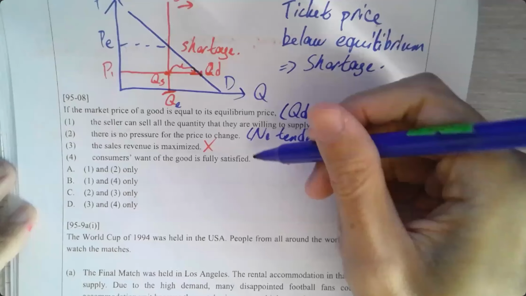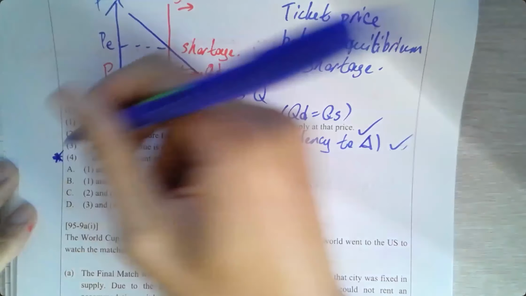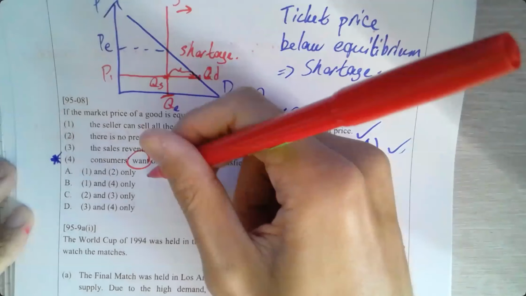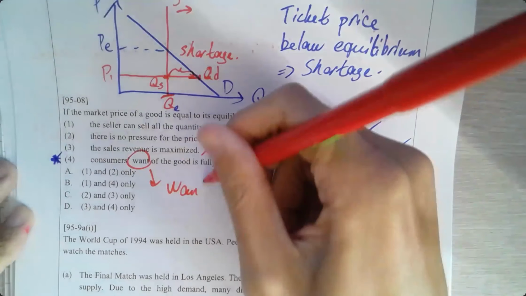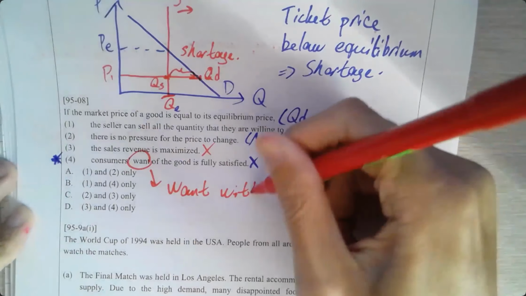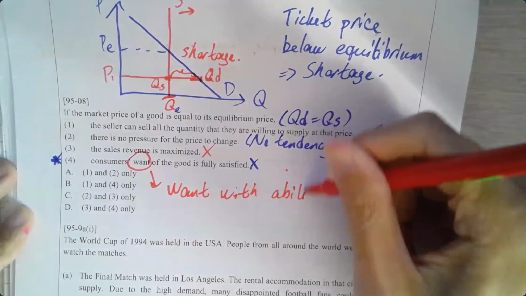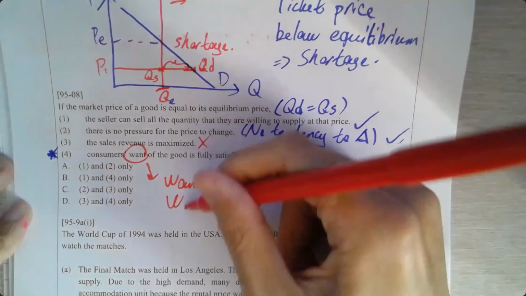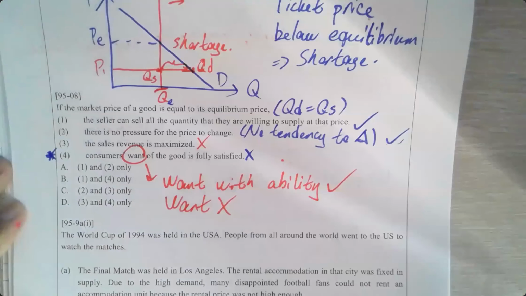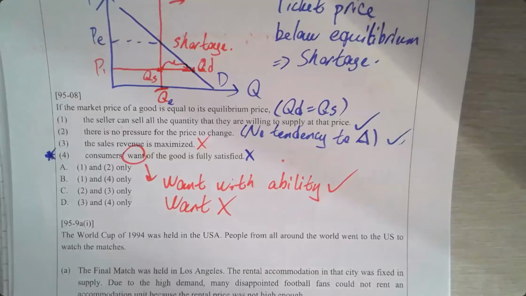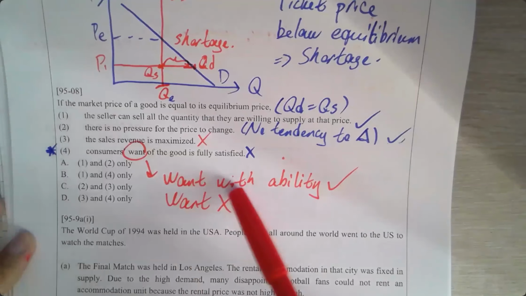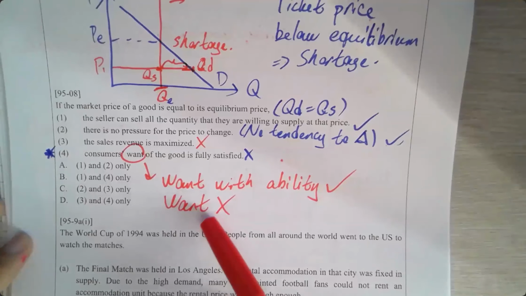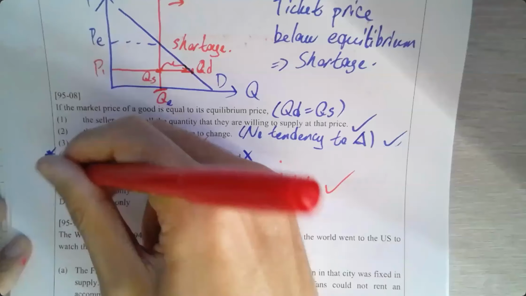Be careful with this one, this one is very important. This is not true. It is only wants with ability being satisfied, but not all wants. Some people want but they do not have the ability. Are those people satisfied? No. Therefore, the answer is 1 and 2.